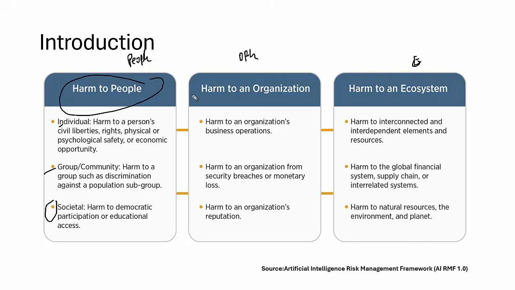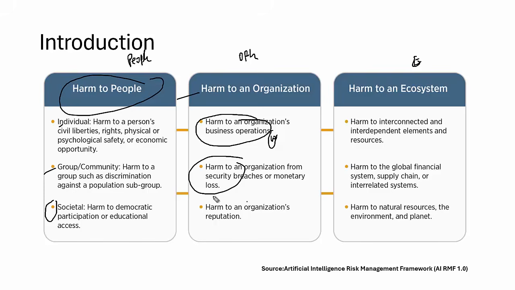Second is called harm to the organization. This means AI can damage the organization using or providing the AI system. Let's say for example, harm to the organization's business operation. If an AI system is used in customer support, it might give a wrong response. It has happened with McDonald's in 2023 and it created a service disruption. Harm to the organization from monetary impact: an attacker poisoned the AI fraud detection model, which caused real fraud to pass undetected. AI can also cause monetary loss in that case.